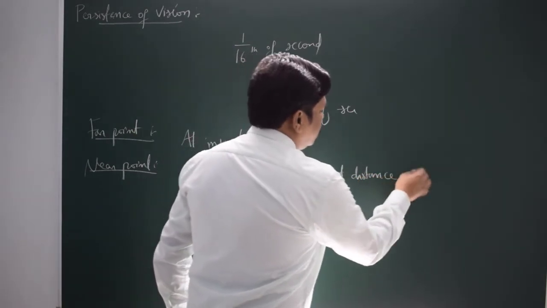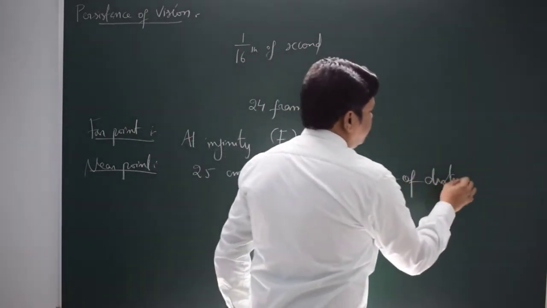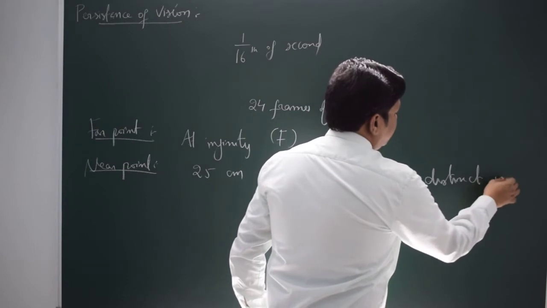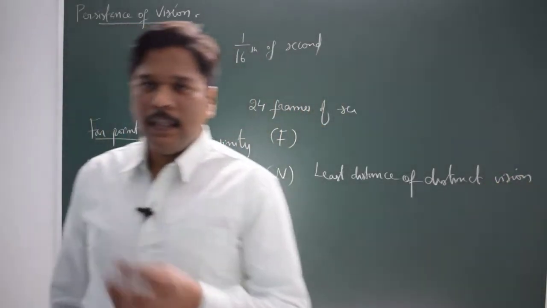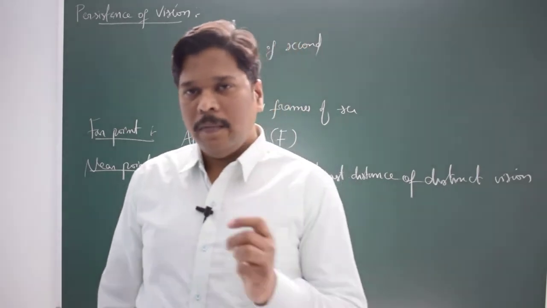Least distance of distinct vision. So it is 25 centimeters for the normal human eye.